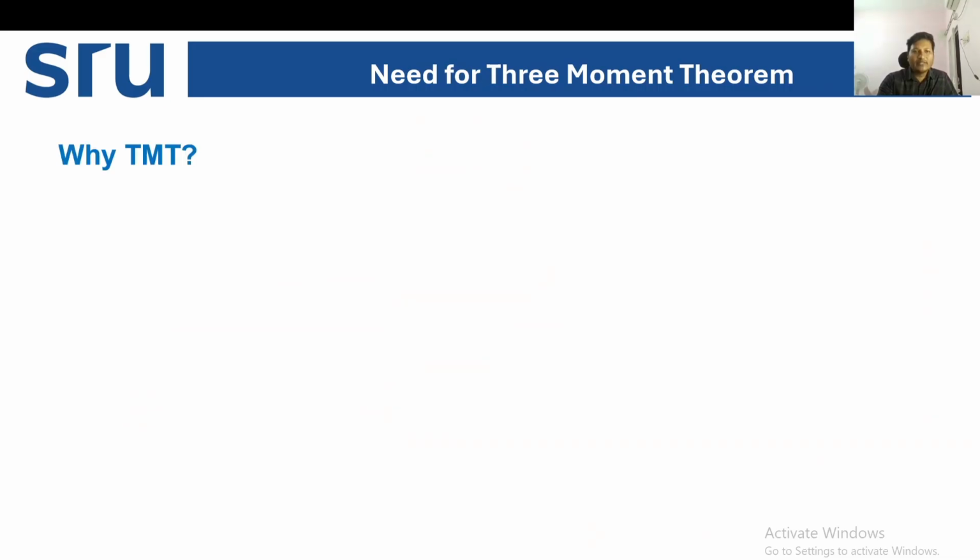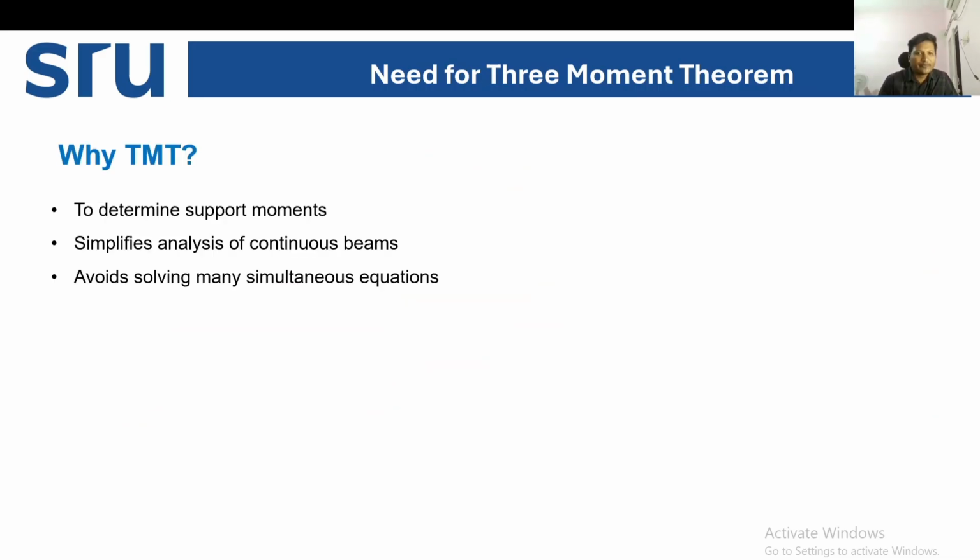So what is the need of the three moment theorem? I hope you understand this. First of all, why is the three moment theorem required? To determine the support moments. What are the extra moments developed in the intermediate supports? We can determine that, and we can simplify the analysis of continuous beams, and we can avoid solving many simultaneous equations. Why? Because statically indeterminate structures are complex structures, so it is always difficult to analyze them.